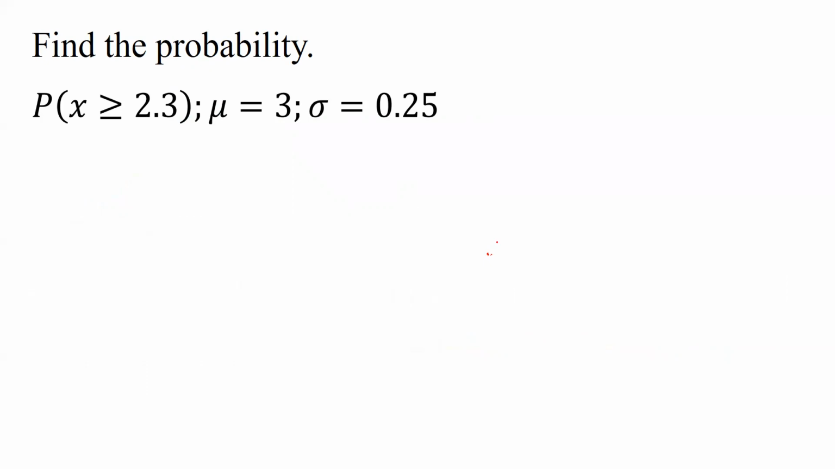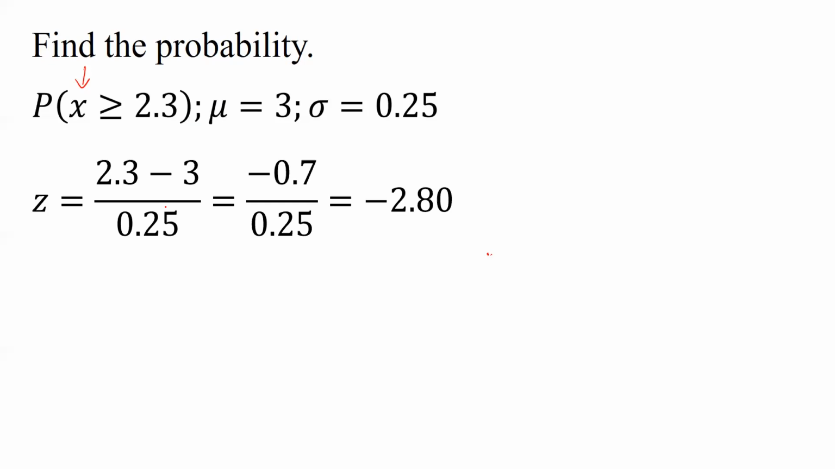No, this has not been converted yet. Notice this is an X here, not a Z. We have to convert it to Z's first. So we're going to convert that 2.3 into a Z value, and we're going to really ask ourselves, what's the probability that we get a Z value of greater than or equal to negative 2.8?